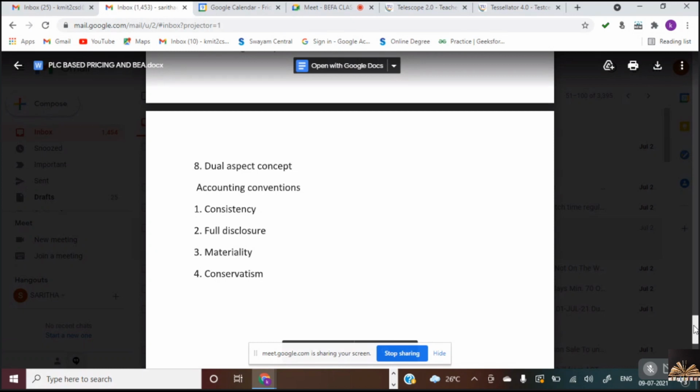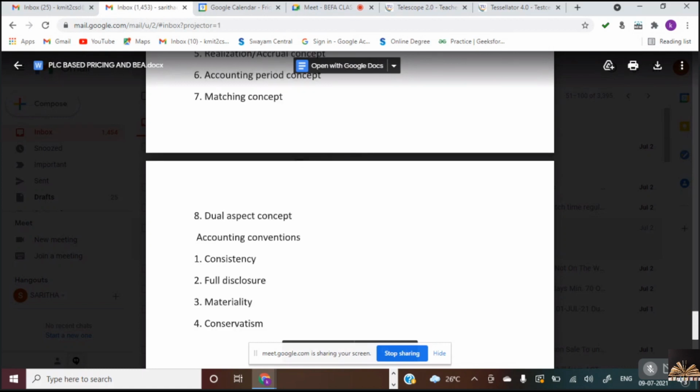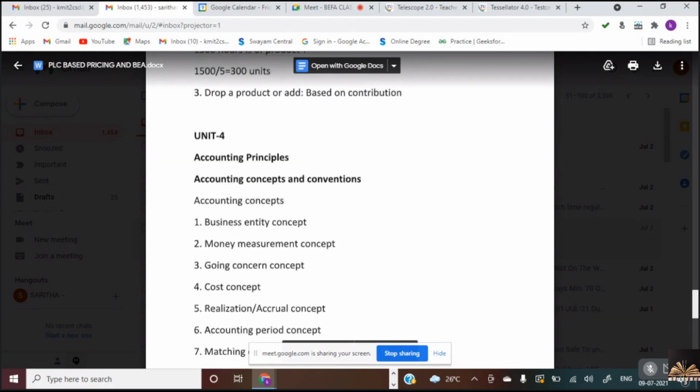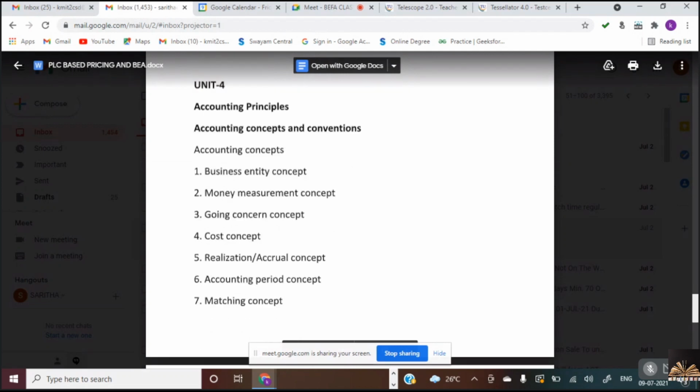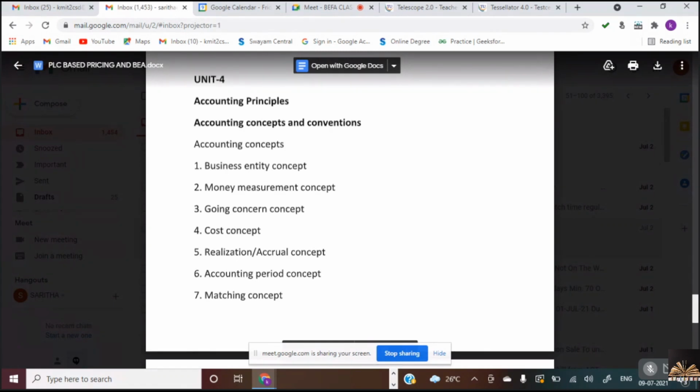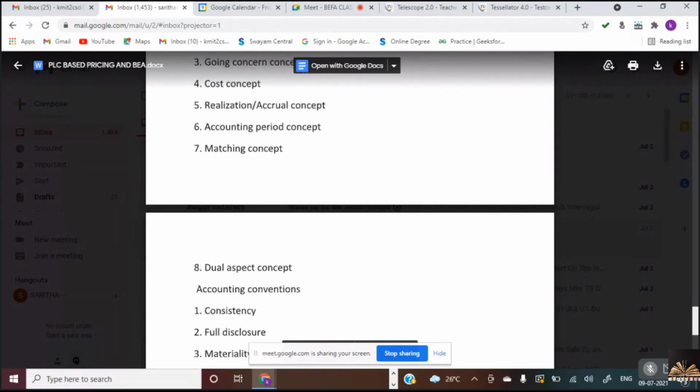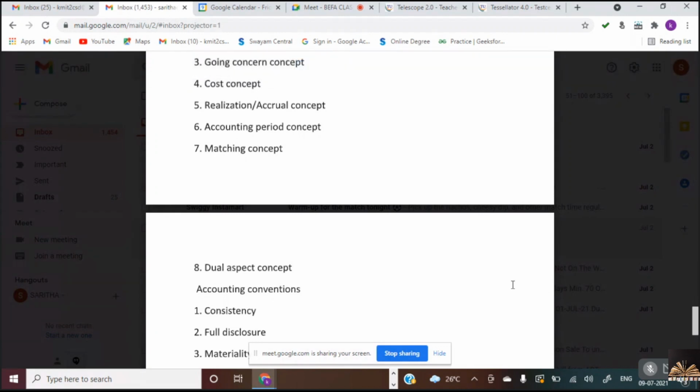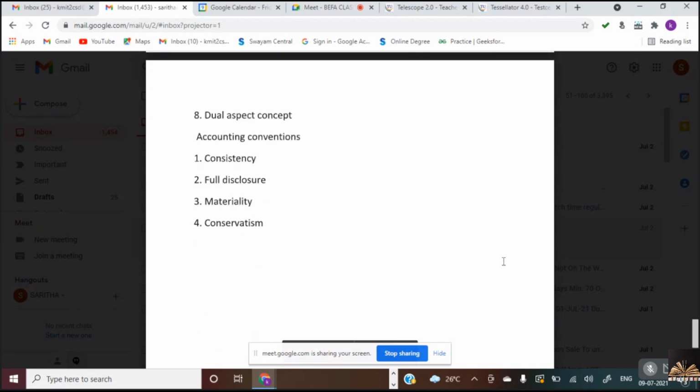Yes, ma'am. Any doubts in the 8 concepts? Right from the beginning, we have the business entity concept, money measurement concept, going concern concept, cost concept, realization concept, accounting period concept, matching concept, and dual aspect concept. Concepts are nothing but the assumptions which we follow while preparing financial statements. Shall we move on to the conventions?